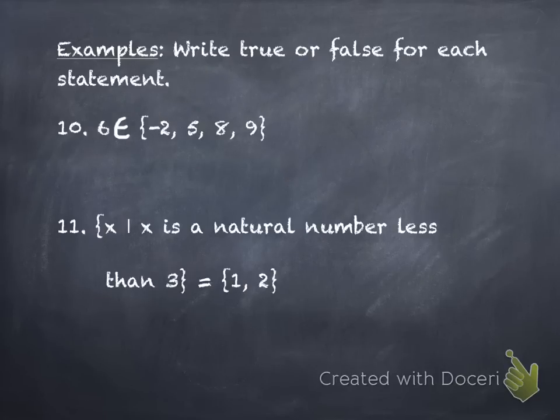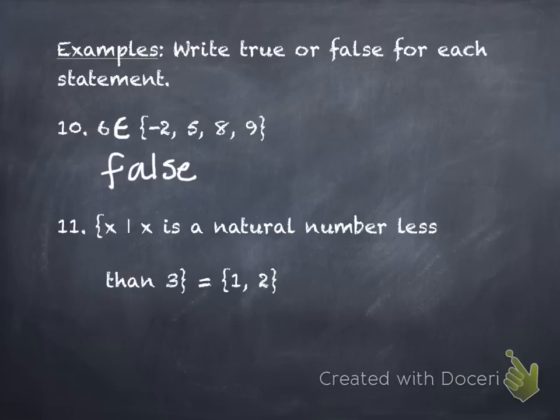Now, our last two examples are to decide if statements are true or false. So notice number 10. Number 10 says 6 is an element of the set -2, 5, 8, and 9. And this is actually a false statement because 6 is not an element of that set. It is not included in the list of elements that are in that set.